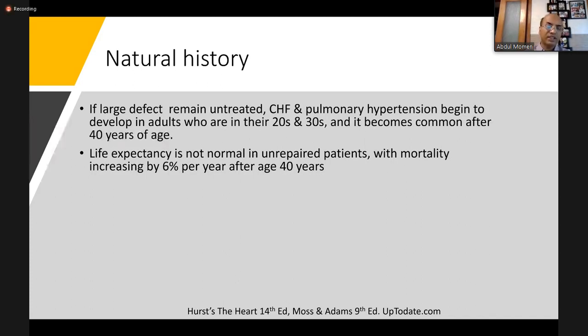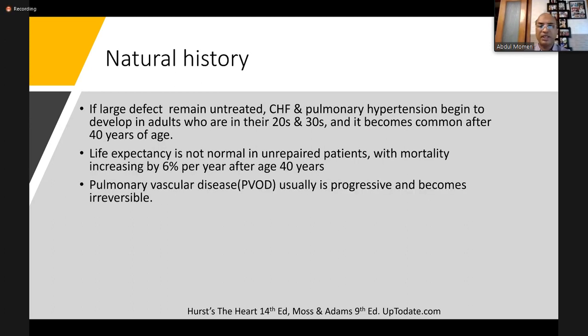So there is an increase, and this is reference from HERS. So Mosen Adams HERS. So and up to date. So this is not true that after the age of 40, the ASD closes has no benefit. Pulmonary vascular resistance usually is progressive and become irreversible.